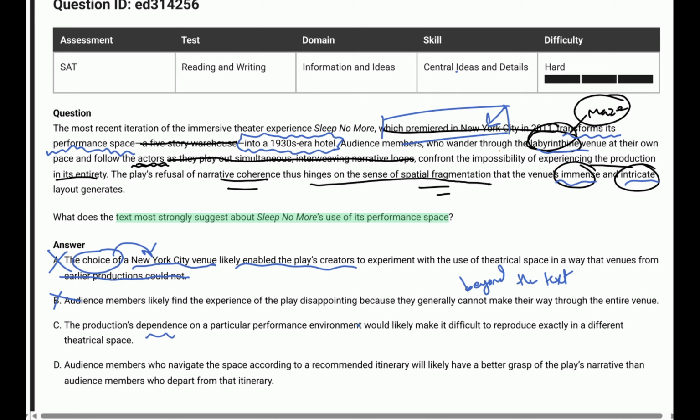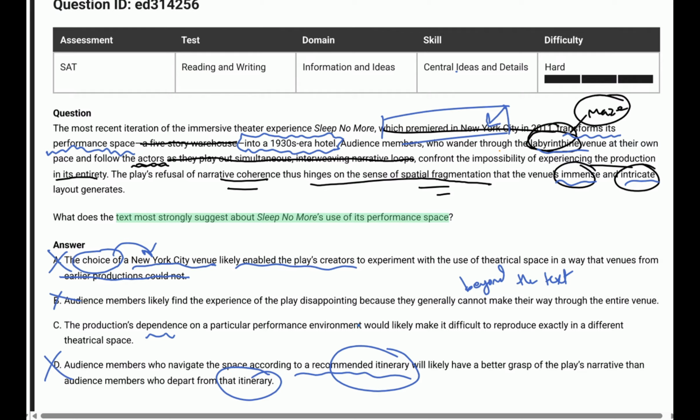Audience members who would navigate the space according to a recommended itinerary will likely have a better grasp of the play's narrative than ones who depart from that itinerary. As much as this seems pretty logical in general in life, nothing in the text says this. Nothing even hints at this. It just says it's hard. So this is beyond the text completely.